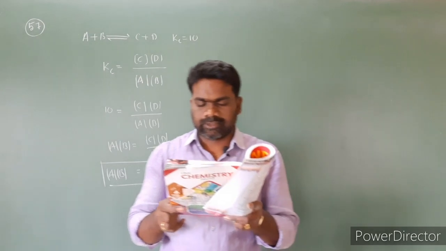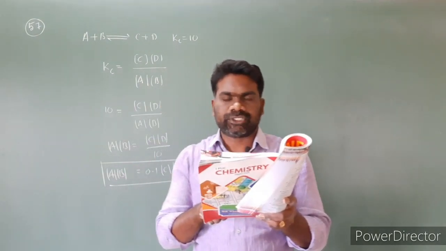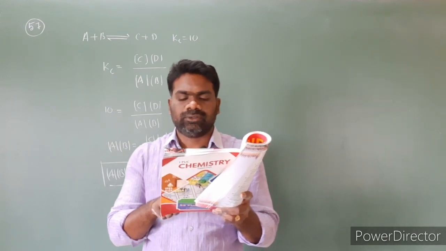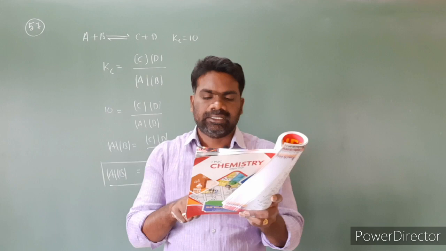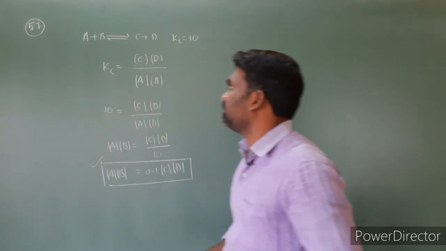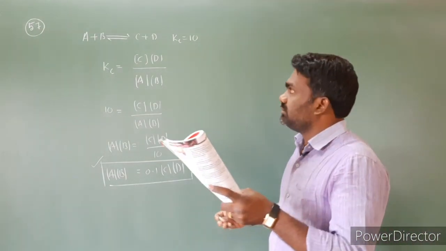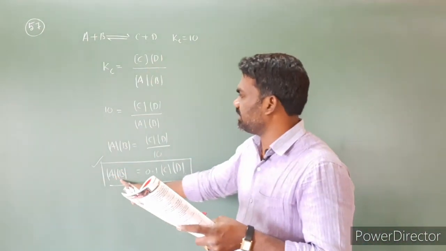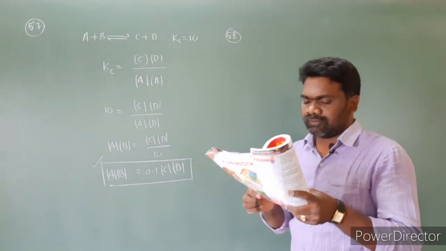Look at the options. Look at the third option. Product of A concentration and B concentration is equal to 0.1 into product of concentration C and D. So question number 57, third option is correct. Question number 57, option 3 is correct. Next, question number 58. Look at question number 58.